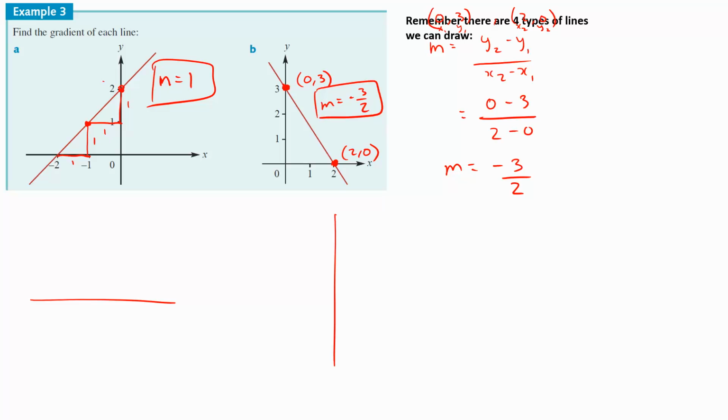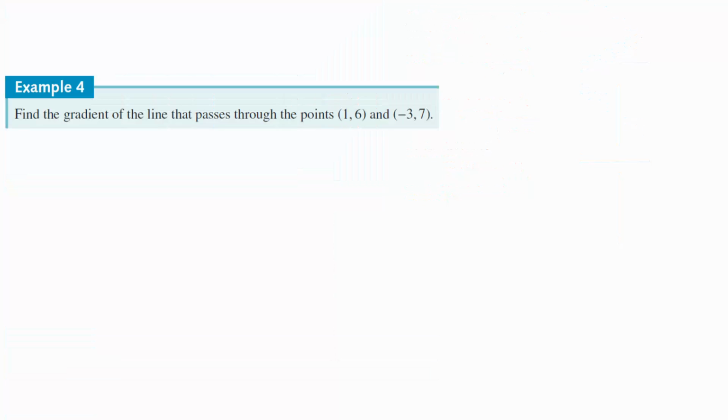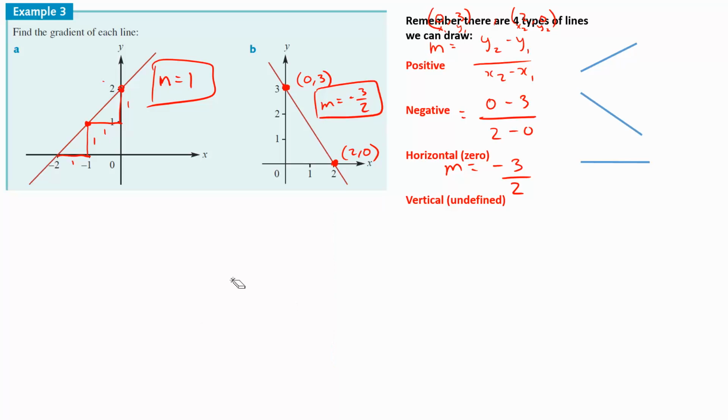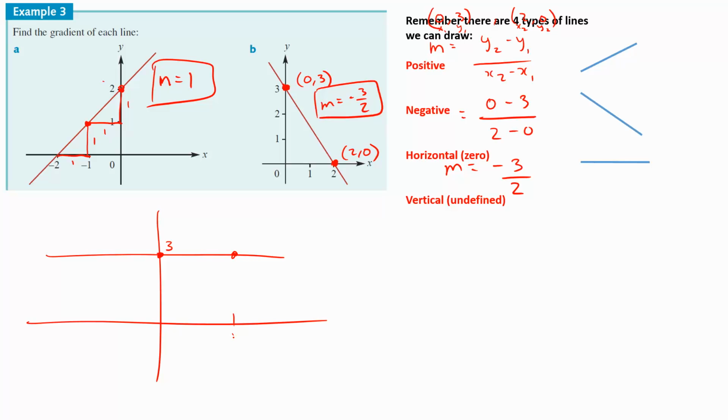If I drew a vertical line right now, so let's say, actually, I wonder if I have the graph. Do I have a graph of it? Let's see. No graph. Okay, I'll draw it myself. So, if I drew a graph here and I said this was 3, and I asked you to find the gradient between 2 points. Let's say I gave you this point and this point. So that's 1, 3 and 0, 3.